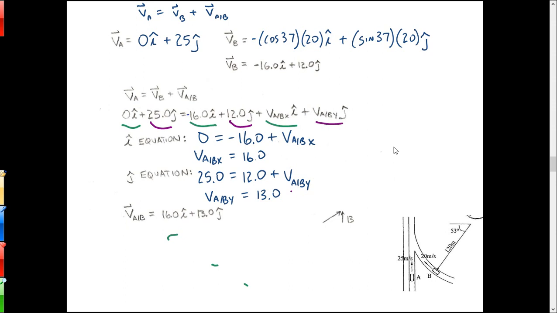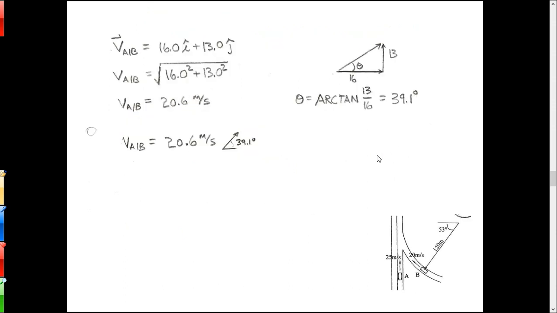Any questions on that bit? Okay. Now that's a vector like any other, so you can take the square root of the sum of the squares and get the relative velocity. As a magnitude, it's 20.6. You can then do an arctan of the y component over the x component and get the angle, 39.1. So from the perspective of B, A is not going due north. The absolute velocity of A is going due north, but from the perspective of B, A is going 20.6 meters per second at an angle of 39.1 degrees. That's what it appears to be doing from the perspective of B.